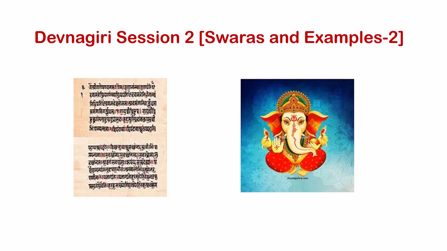So A, I, U, U, R, L, A, I, O, Au. So O is A plus Rasva U. Au is A plus Dirgha U. O, Au.